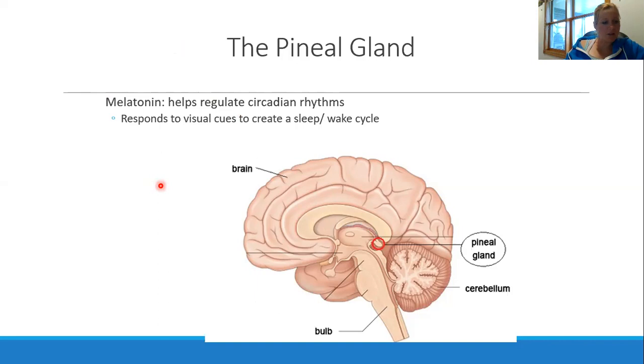So that's melatonin. Not to be confused with melanin, which has to do with our skin color. Melatonin has to do with these circadian rhythms or the sleep-wake cycle. So when it gets dark, it starts to make you feel tired, and when it's light, it's supposed to make you feel more awake.